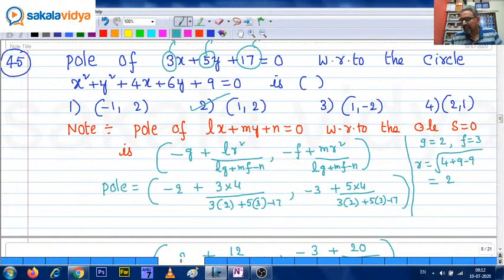Taking S1 equal to 0 and comparing takes very long. It becomes very lengthy. That also same.